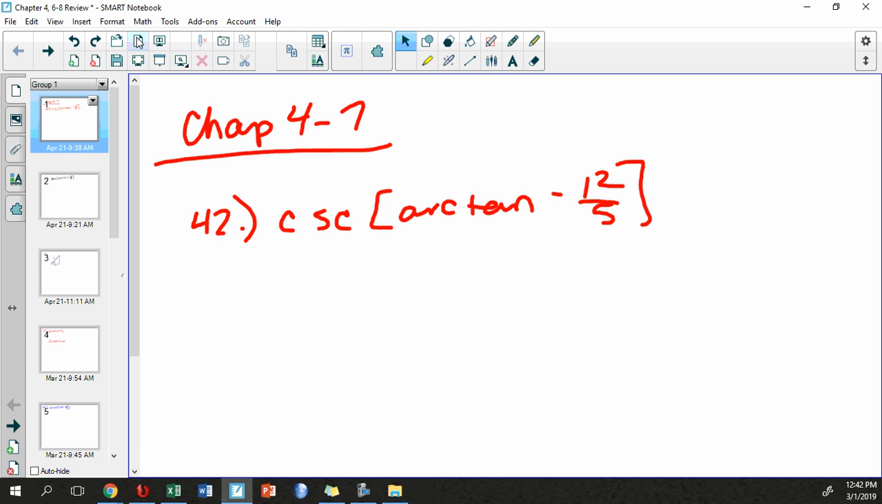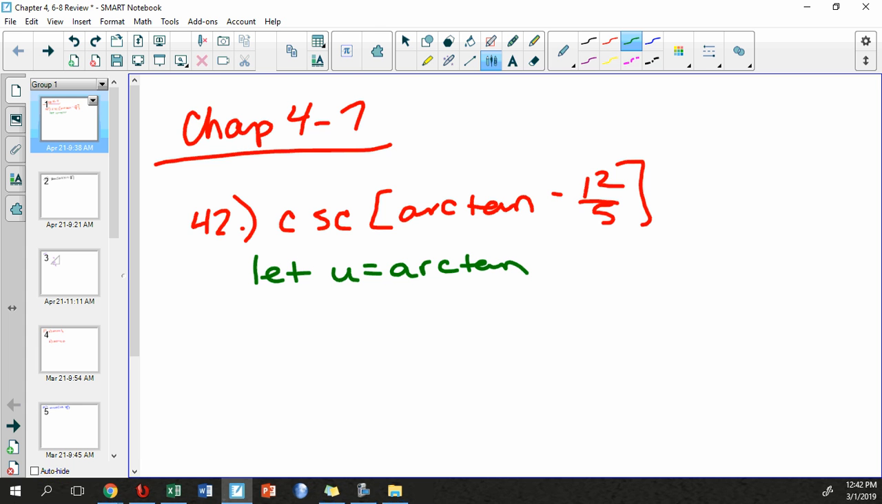So what you need to notice about these problems is that I have two different functions. One is cosecant and one is arctan. Since they are not the same type of trig function, I have to do the let u substitution concept. You with me? So you're going to have let u equal the arctan of negative 12 over 5.